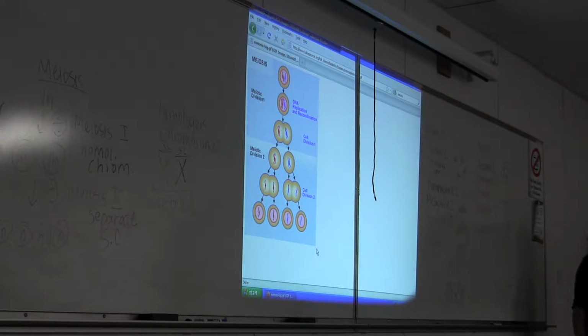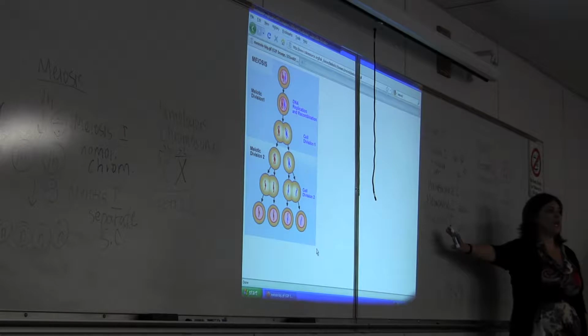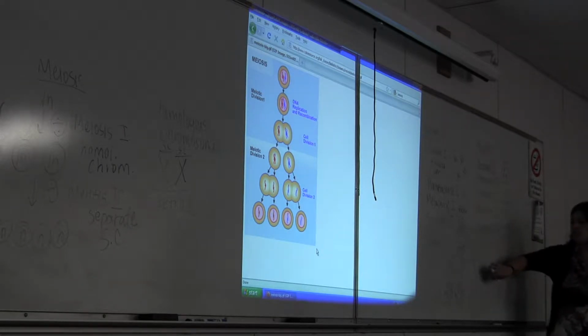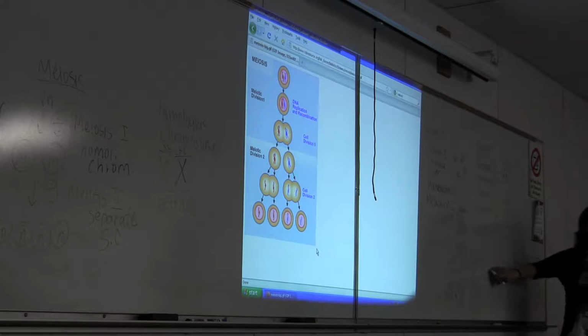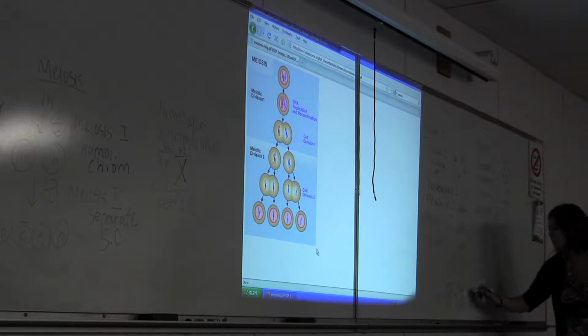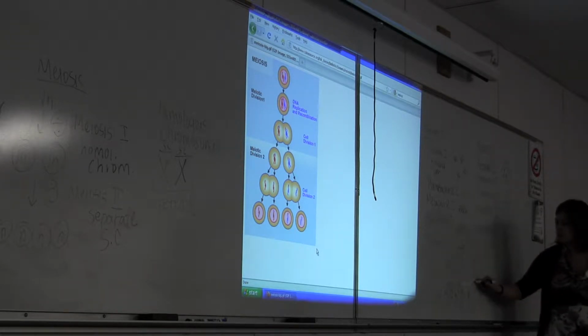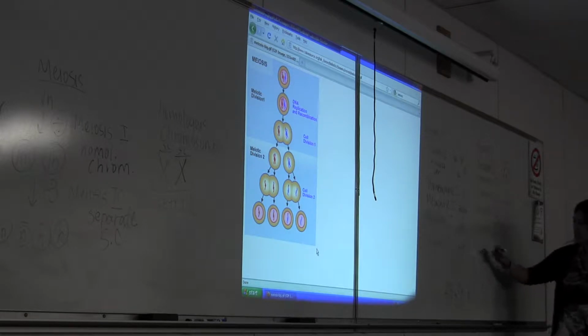So in meiosis 1, the first half of meiosis, you're separating the homologous chromosomes from one another. So in other words, this will be in this cell, and this one will be in a totally different cell. And so we have 4 unique strands of DNA. We have the recombinants, which are going to be the ones that change DNA.